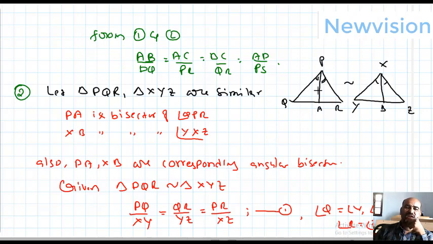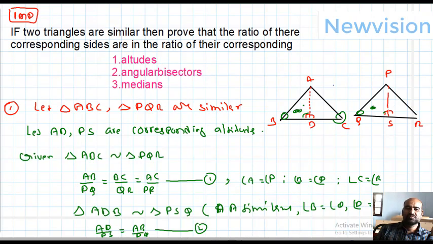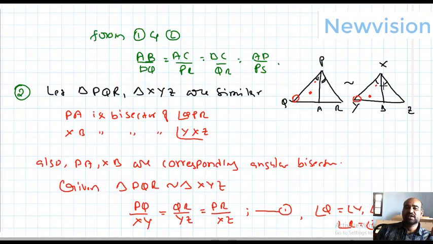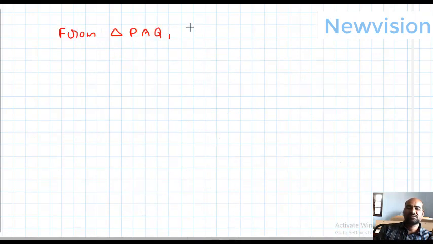Okay. Now we want to prove these two are similar. Already angle Q equal to angle Y only. So angle P equal to angle X. Half of that means these two are equal only, no? I will write that. From triangle PAQ, comma, XBY.